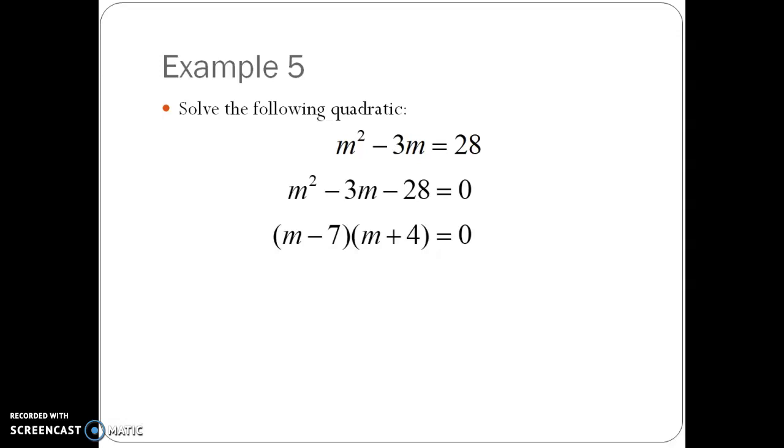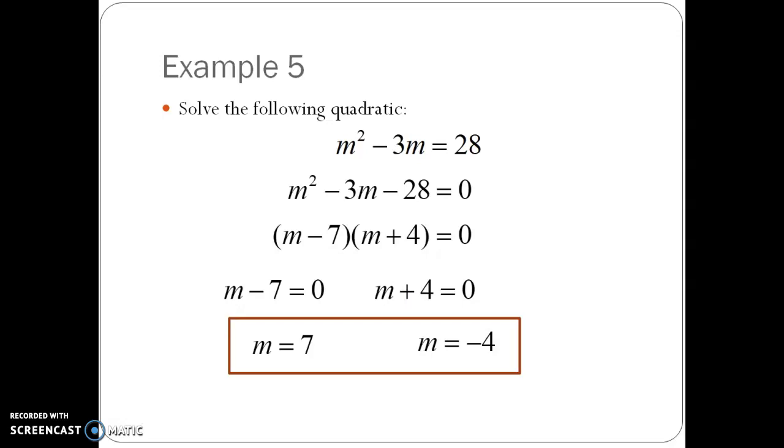Now that we have it in factored form, we're going to set each factor equal to 0. So I'm going to take m minus 7, that's one factor, set it equal to 0. Take m plus 4, that's another factor, set that equal to 0. And then for each one, I'm going to solve for m. Adding 7 to both sides, that gives me m equals 7. And subtracting 4 from both sides, that gives me m equals negative 4. So for my answers, I have m equals 7 and m equals negative 4.